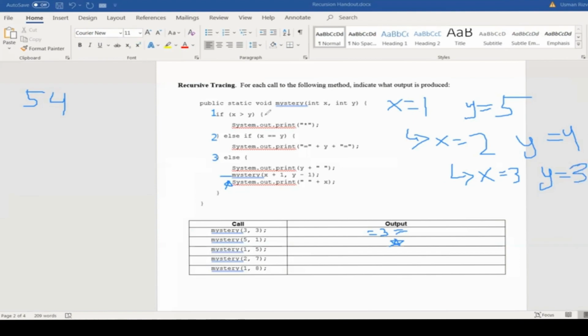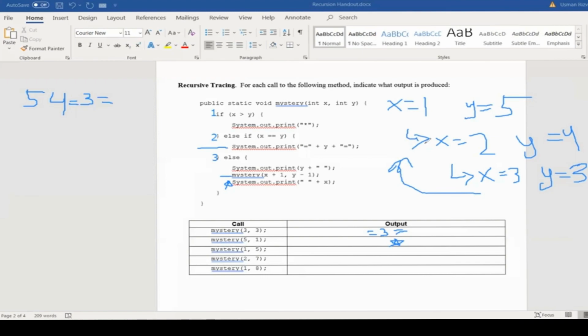We go back and we check all the conditions. X is not greater than y. We don't go in the number 1. For the second one, we have x equals y. In this case, x equals y, 3 equals 3, and then we print this statement right here. So we print equals the value of y, which is 3, and then equals. So now this is the base case. This stopped the recursion. Now we need to go back to the function that it was called from, which is just right here. And then we're going to execute all the lines afterwards.